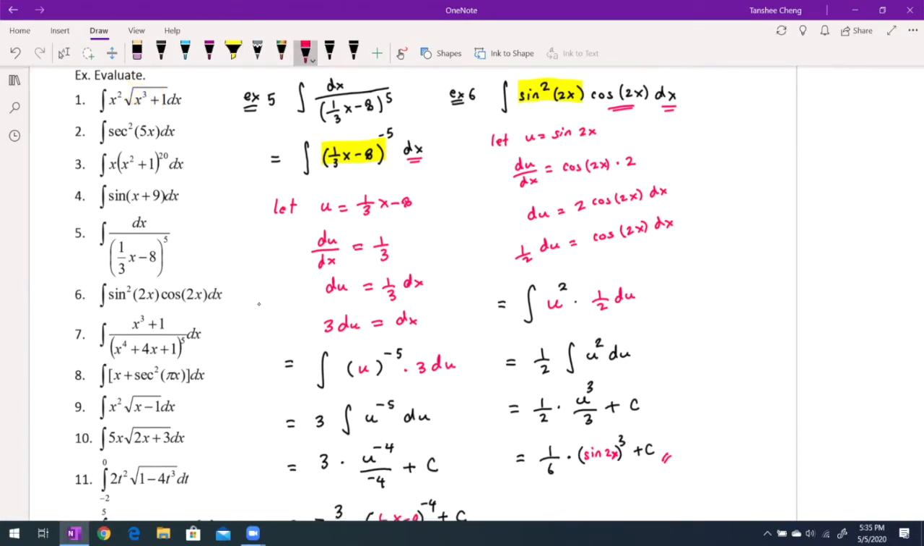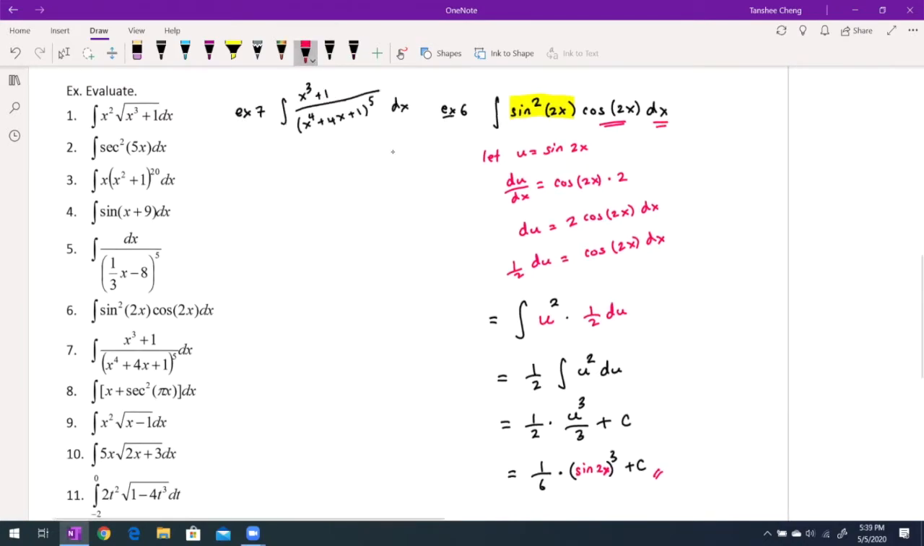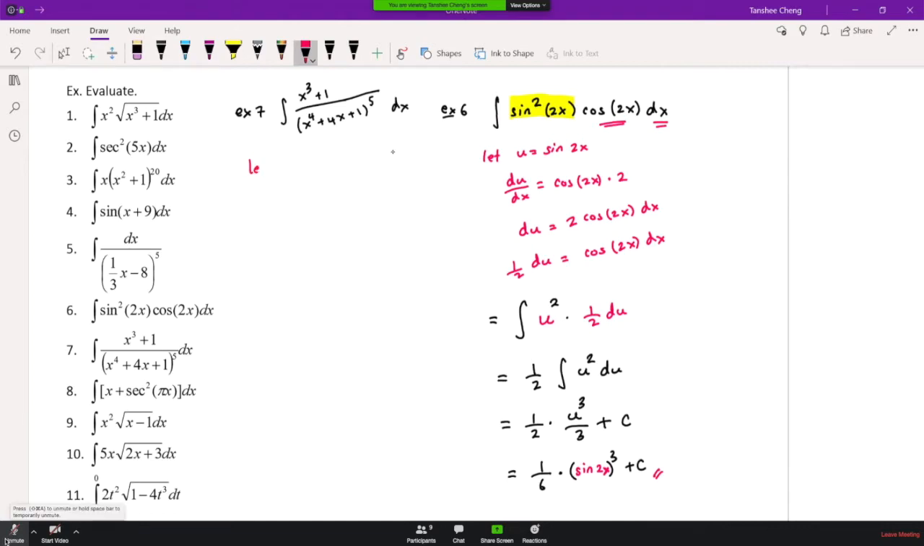So now, number 7. Do number 7. What should I let u be equal to in this case? x to the 4th plus 4x plus 1. x to the 4th plus 4x plus 1.